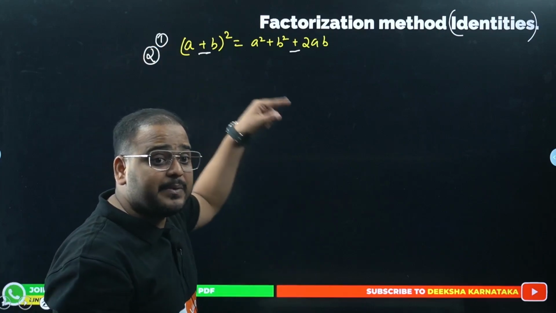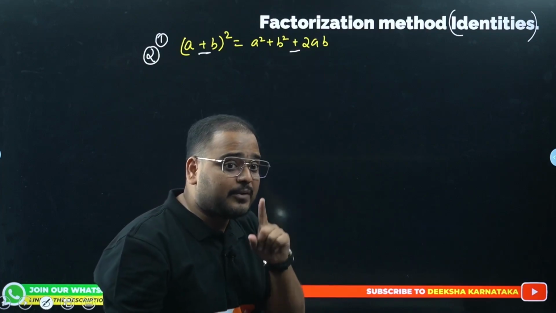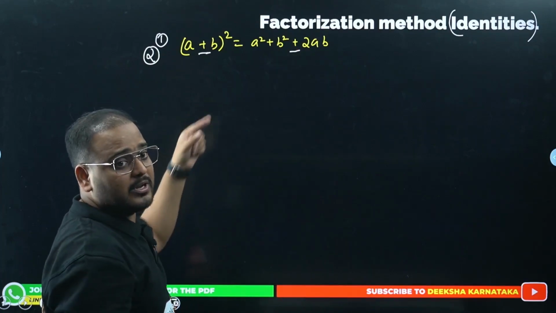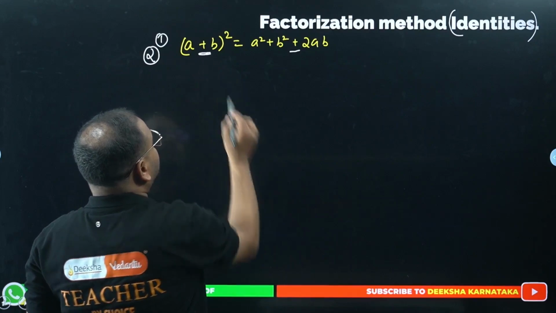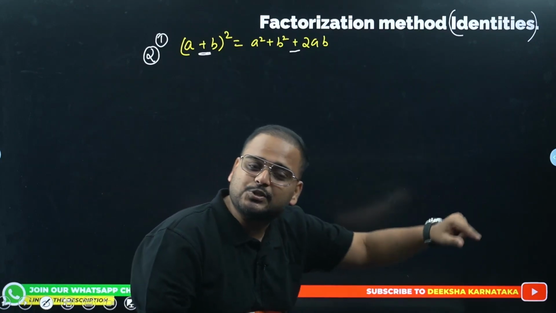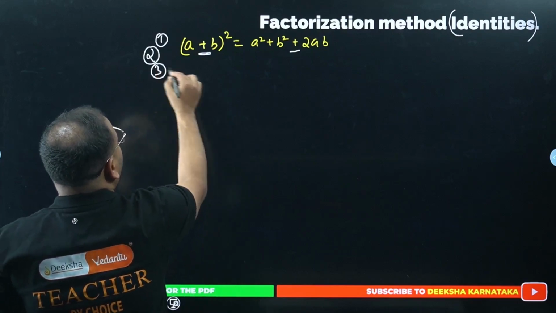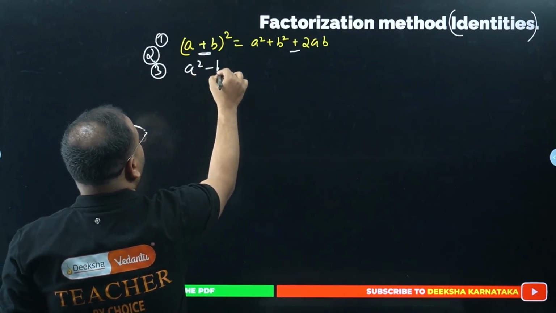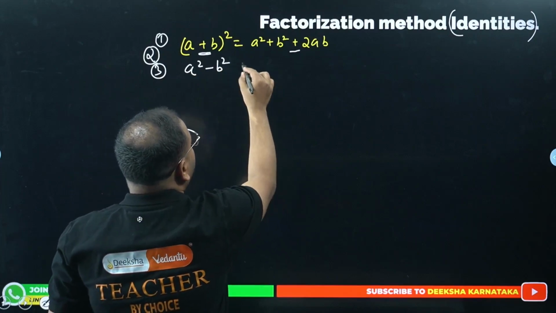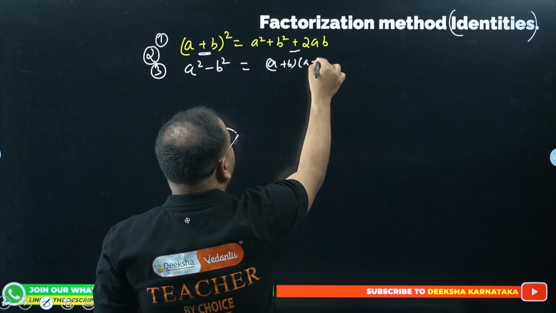First one is (a plus b) the whole square, which is a square plus b square plus 2ab. Second one is (a minus b) the whole square. See the minus sign, (a minus b) the whole square becomes a square plus b square minus 2ab, right? And one more is there. The third one is a square minus b square equals (a plus b) times (a minus b).